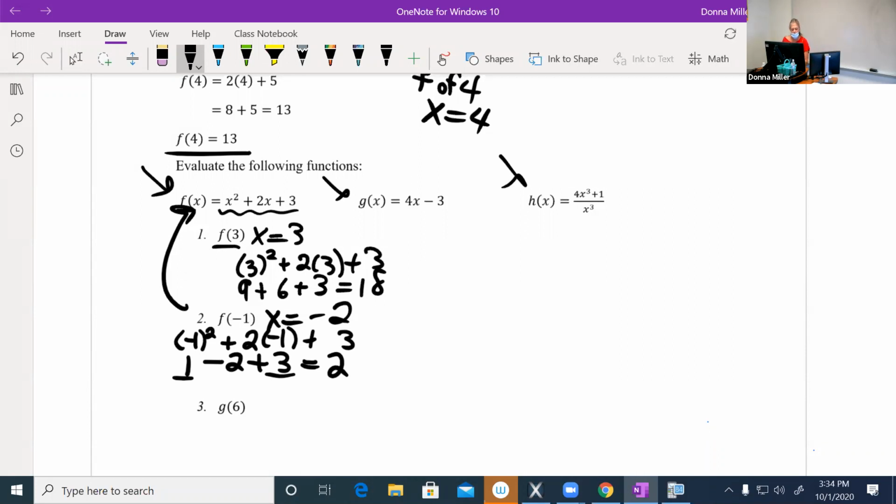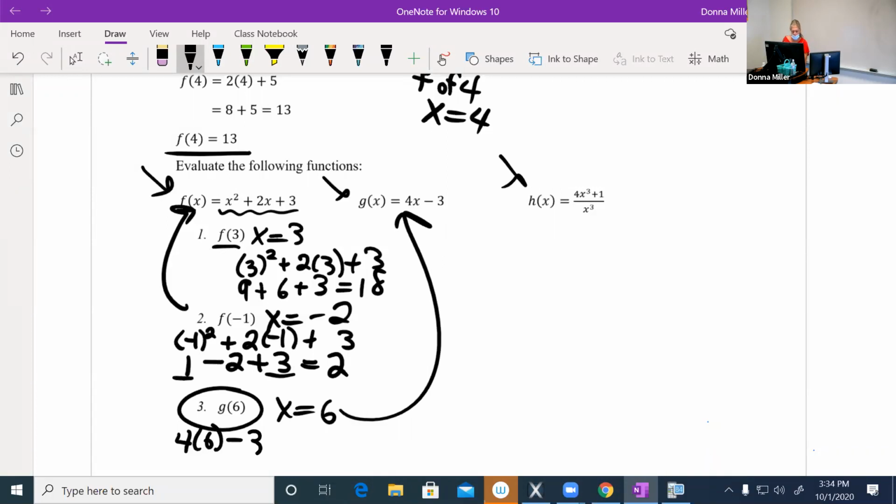So they want me to find g of 6. That tells me that x is 6, but now I'm going to do g, so I'm talking about this function. So we just do 4 times 6 minus 3. You're going to get 21. All right, so that's all there is to function notation. It's just a way of giving a name to an equation.